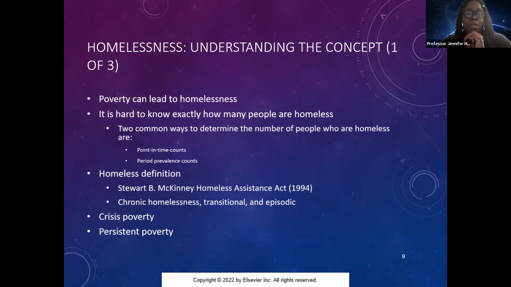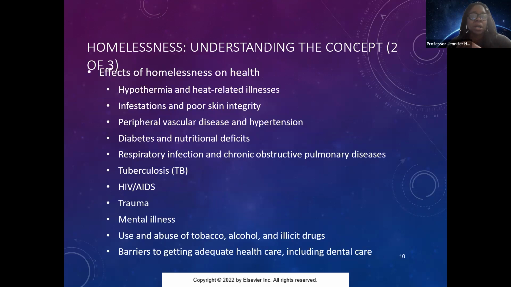There are definitely homeless definitions defined: crisis poverty, persistent poverty. Crisis poverty is when someone is in the poverty guidelines for a short period of time due to being kicked out of their homes, for example. And then homelessness, understanding the concept. So the effects of homelessness on health, just look at the slide there. For example, high rates of TB, being exposed to the elements, trauma and mental illness, peripheral vascular disease, and it goes on and on.